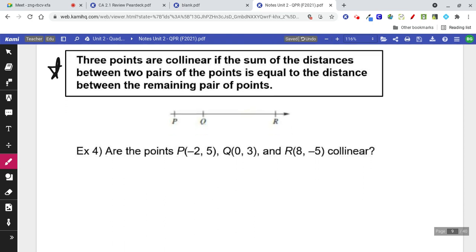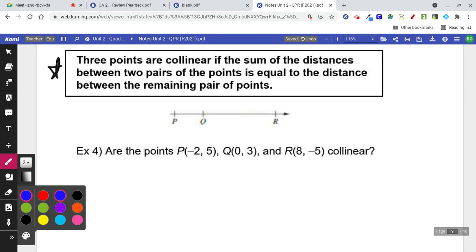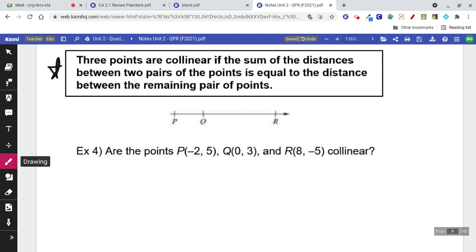Three points are collinear if the sum of the distances between two pairs of points is equal to the distance between the remaining pair of points. Okay, so in geometry class, you probably learned this, and I used to teach this as this piece plus this piece equals the whole thing, or part plus part equals whole. I think it was called the segment addition postulate. You've got a piece plus a piece equals the whole thing. So let's find the 3 individual pieces.